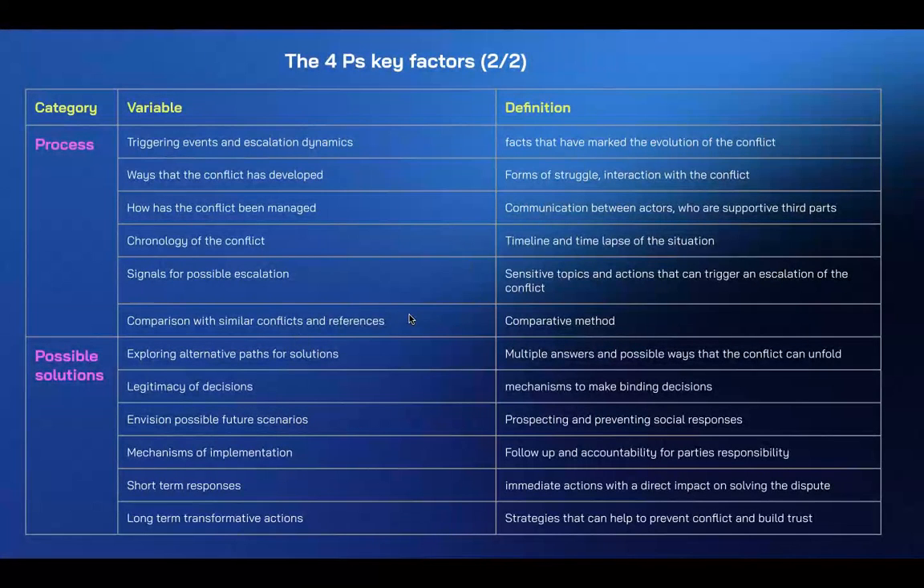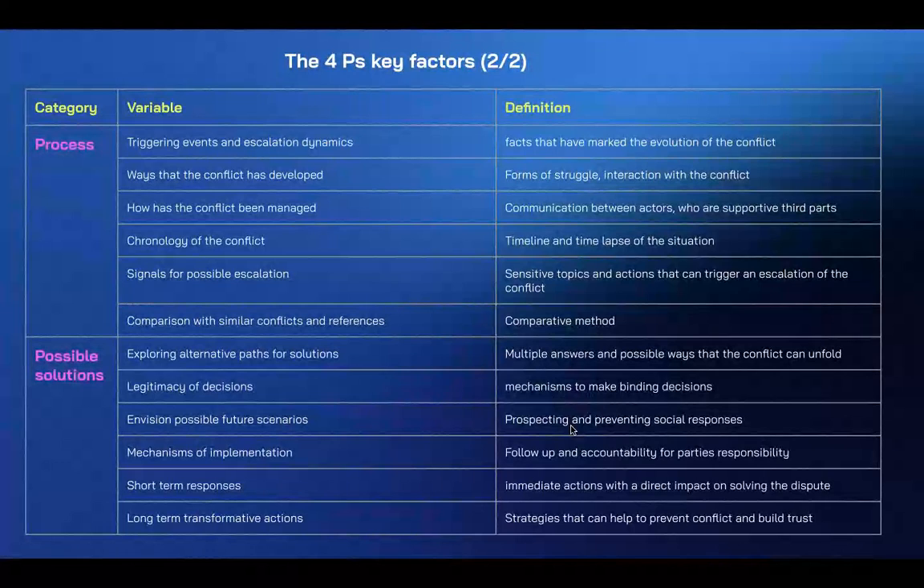And then when we are talking about possible solutions, it's always good to have multiple answers and possible ways that the conflict can unfold. It's good to take into account how to place legitimacy of the decisions and how to make binding decisions.